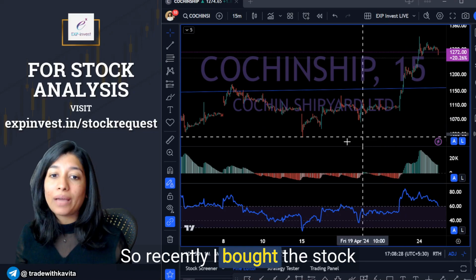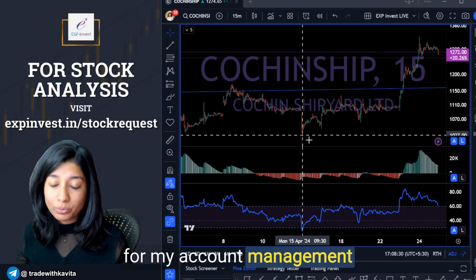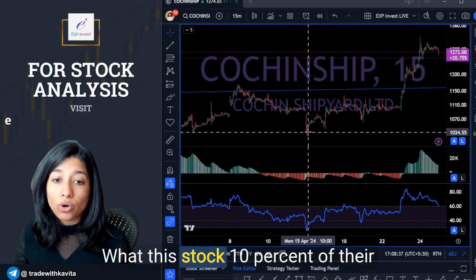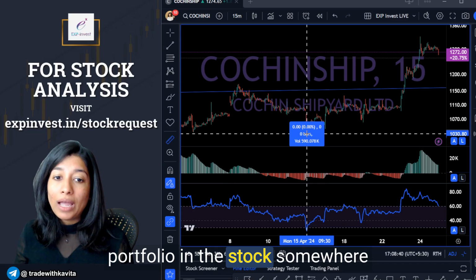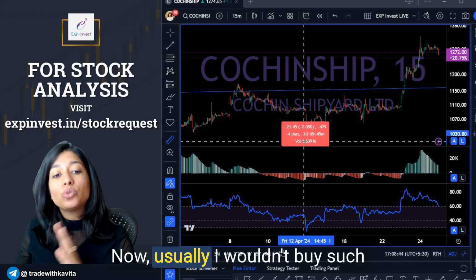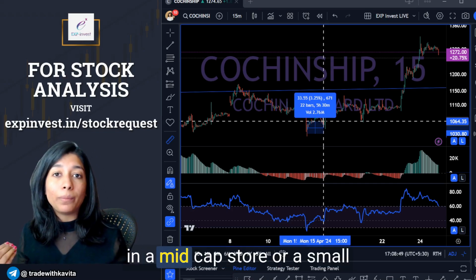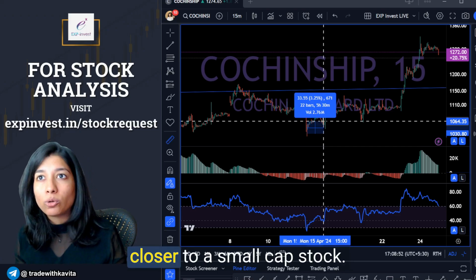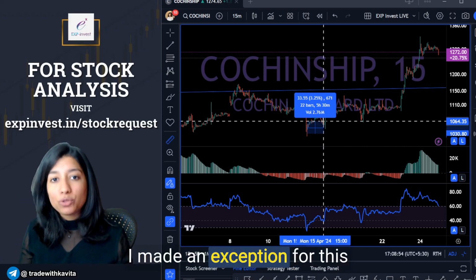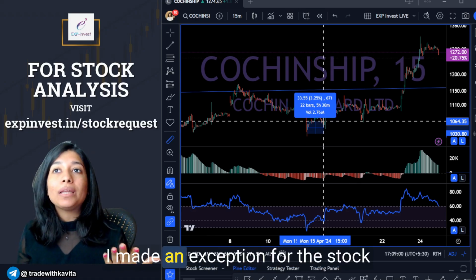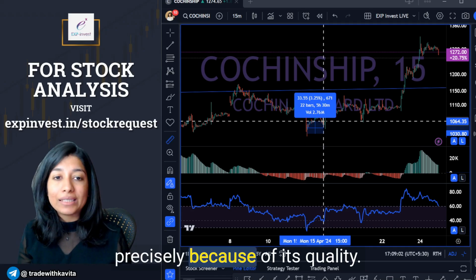So recently, I bought the stock for my account management clients, basically clients for whom I manage accounts. I bought 10% of their portfolio in this stock, somewhere around the level of. Now, usually I wouldn't buy such a huge chunk of the portfolio in a mid-cap stock or a closer to a small cap stock. I made an exception for this stock because, this is a small cap stock, by the way, not a mid cap stock. I made an exception precisely because of its quality.